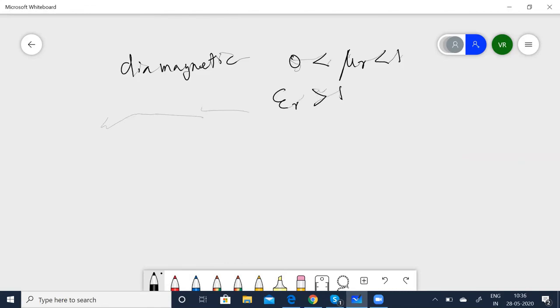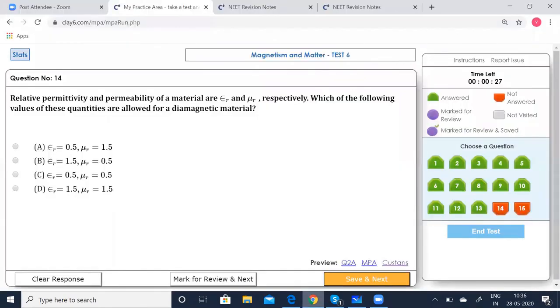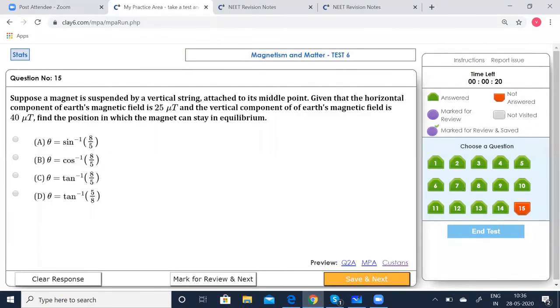So, which should be the correct option? From the two, you can see that B should be correct because epsilon r is 1.5, greater than 1, and this should be yes. Yes. Save that? Go to the 15th one.